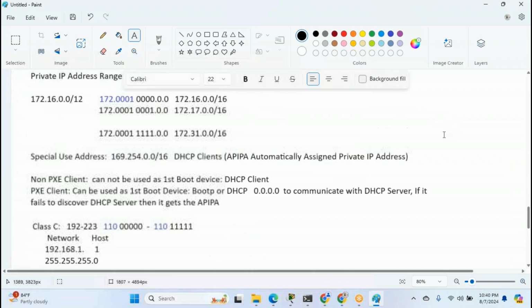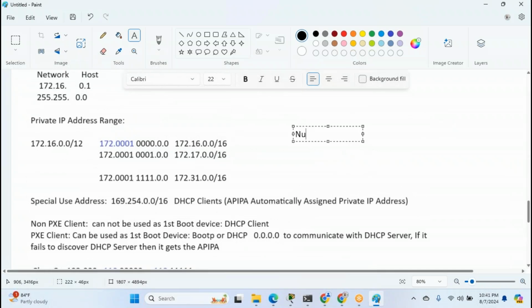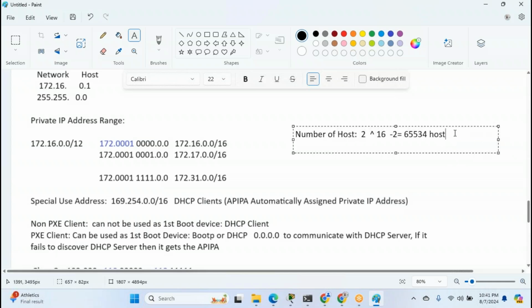If we want to calculate the number of hosts, we missed that here as well. The formula is 2 raised to the power number of host bits. In class B, it is 2 raised to the power 16, minus 2. So it is 65534 host addresses possible in any class B network.